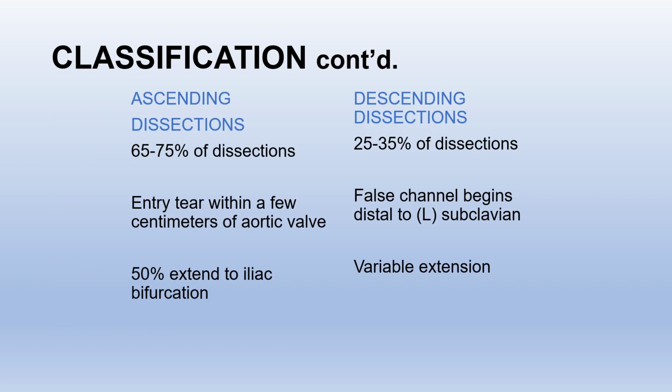Ascending dissection, 65 to 75% of dissections: intimal tear within a few centimeters of the aortic valve, and 50% extend to the iliac bifurcation. Descending dissections, 25 to 35% of dissections: false channels begin distal to the left subclavian, with variable extension.